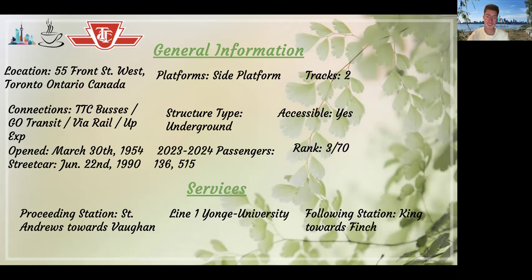And the 2023-24 passengers as of today includes 136,515, and it is ranked 3 out of 70. The preceding station is St. Andrew towards Vaughan, which is one of the first stations that we ever did last September. And the following station is King towards Finch.